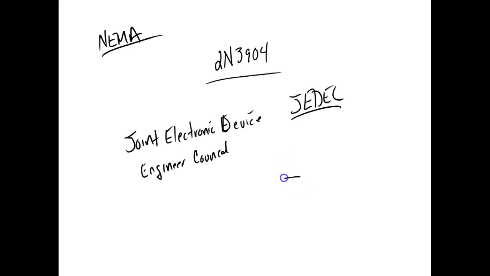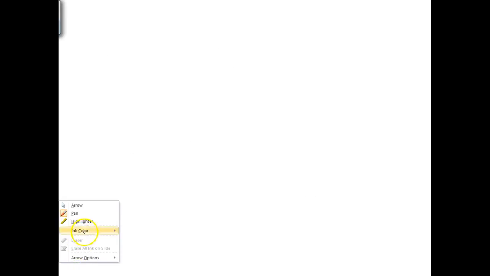So a 2N3904 is an NPN transistor. And of course, this would be the symbol we use, right? That makes sense. Well, let's say I came over here and do this. So let's come over here and take our AND gate. So here comes my AND gate.